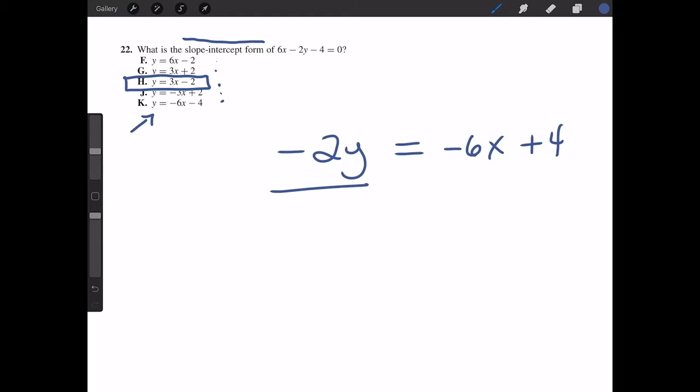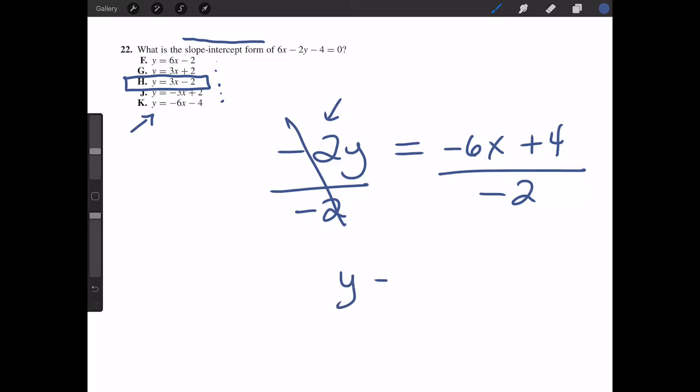And then as a last step, and this is where you have to be careful, you would need to divide both sides by negative 2 because you want to get rid of negative 2 over here. You want to solve for y. If you just divide by positive 2, you would end up with a negative y on the left side. You're not solving for negative y, you're solving for positive y. So you need to divide both sides by negative 2.